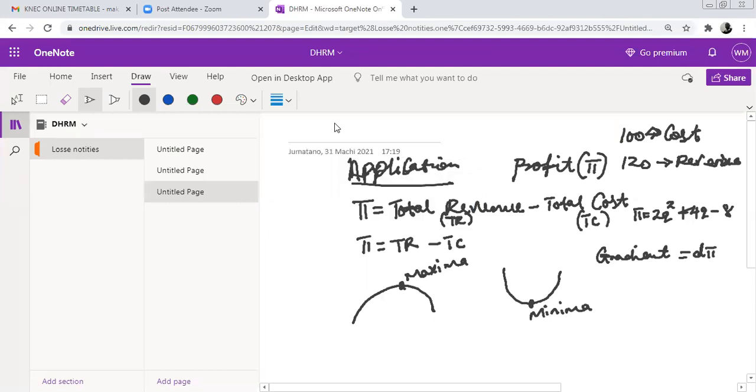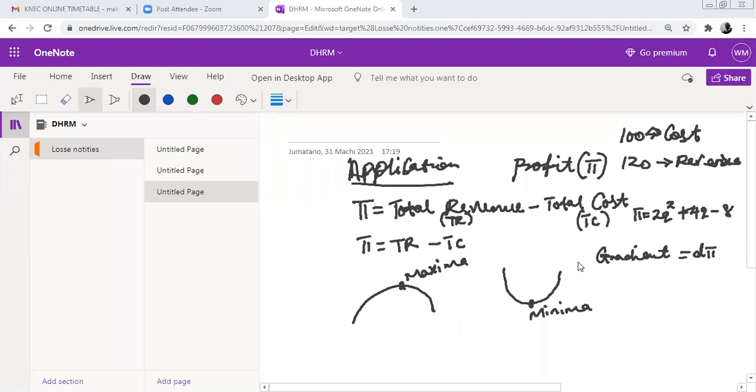Just a minute. Let me power my laptop. Now we can go on.